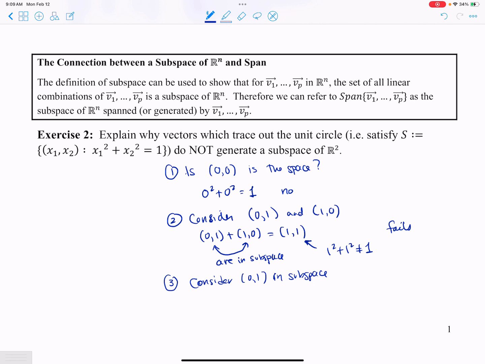Third property, let's consider the point (0, 1), which is in the subspace. But let's take a scalar 2. Let my scalar equal 2. Then 2 times (0, 1) is (0, 2), which is not in the subspace. It's not in the space. So this one fails also.